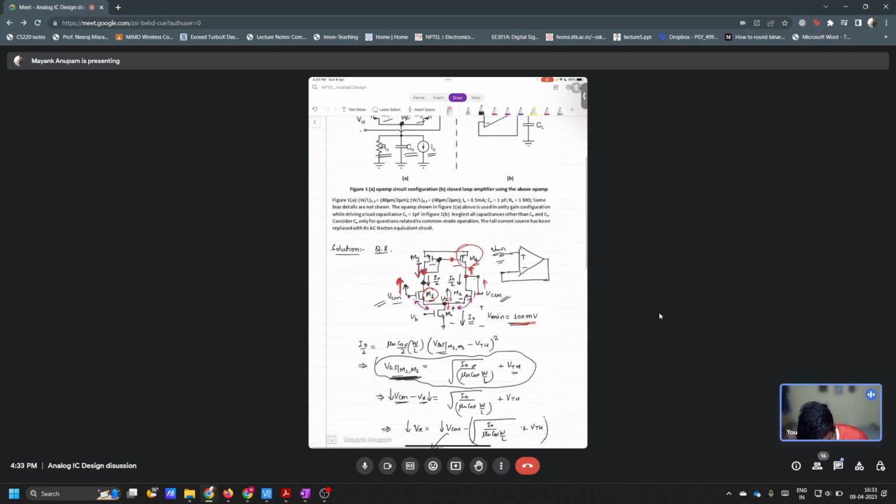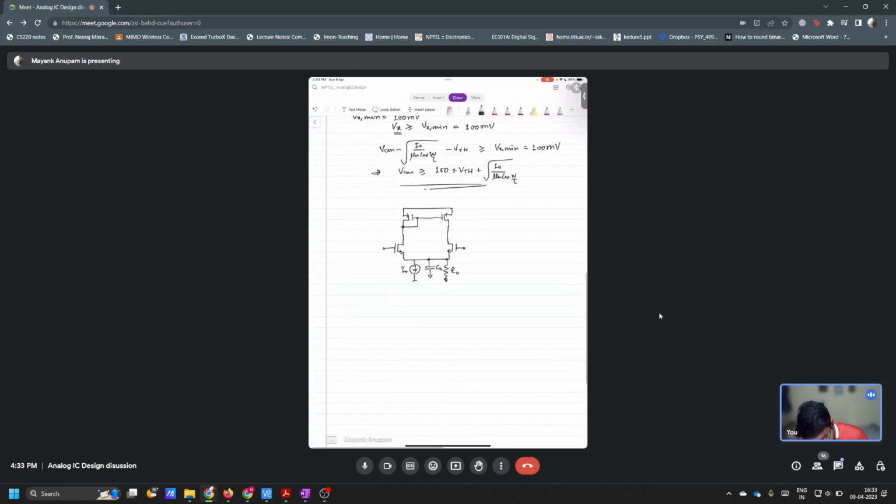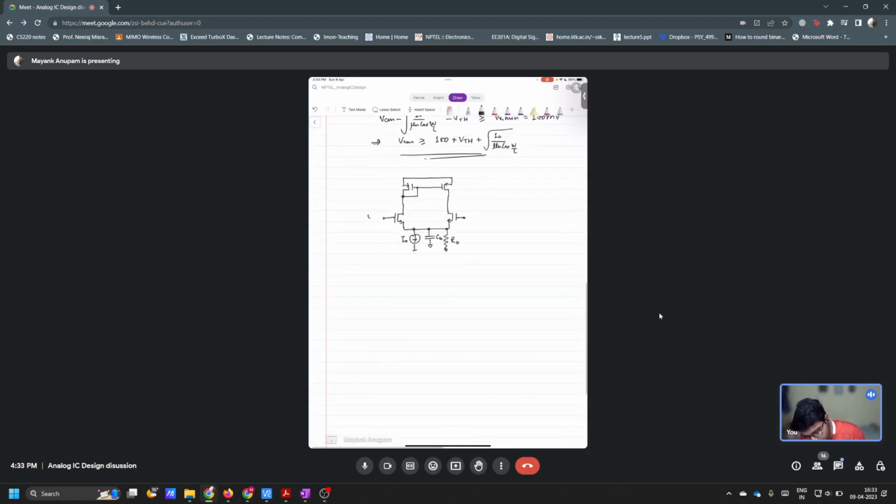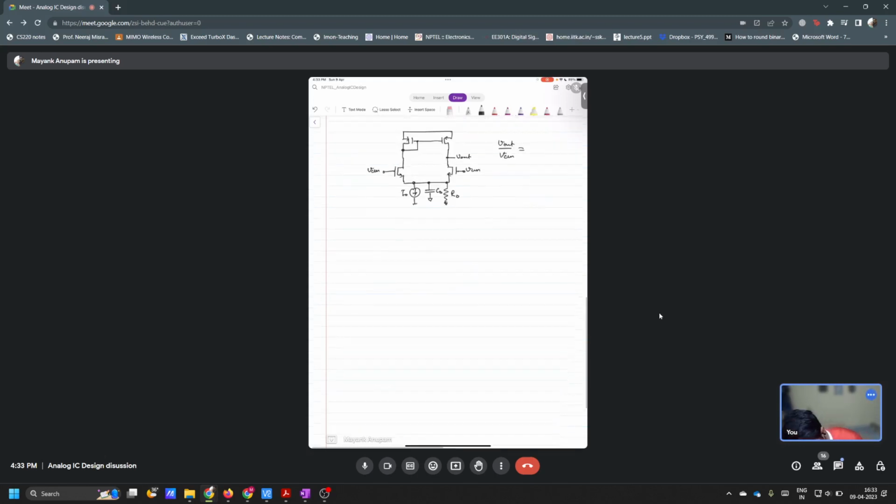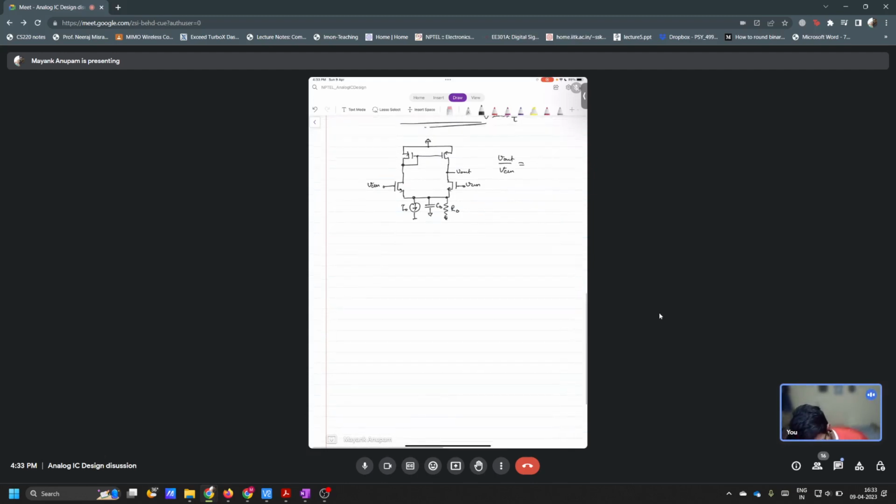So this is R naught, right? C naught. This is VCM. This is also VCM. You have to calculate V out over VCM, right? Now tell me, how will you find it out? So first you have to draw the incremental picture, right? Yes, sir. So what should happen in the incremental picture?